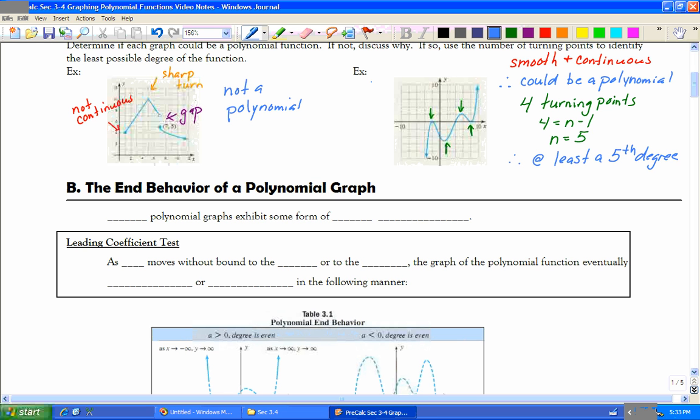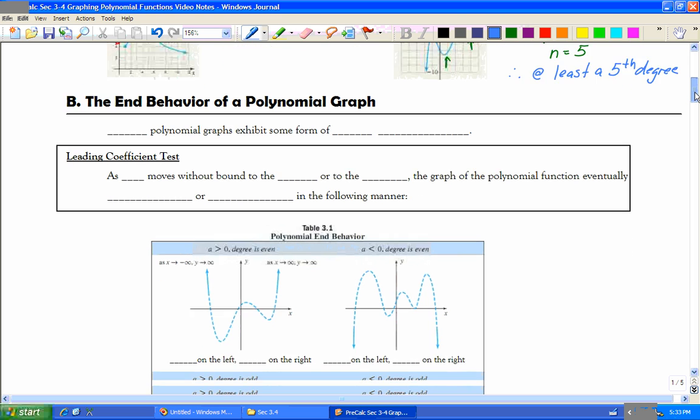Okay, for some reason at the end of that last video, it just didn't like the part after the 4 turning points. So let me just go ahead and explain that. We have 4 turning points. So according to our formula, n minus 1 is equal to 4. So we solve that and we get n equals 5. So therefore we know that this polynomial, if it is a polynomial, is at least a 5th degree. Now it could be more, but it is at least a 5th degree.